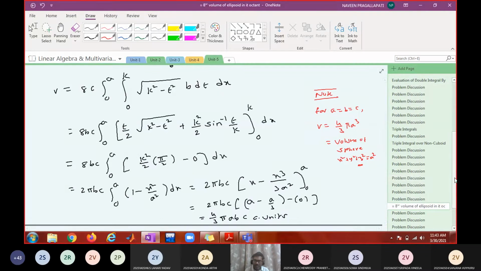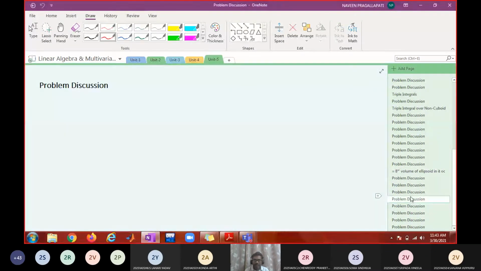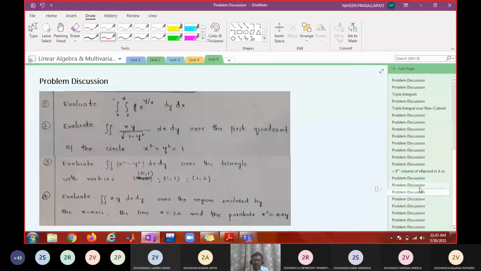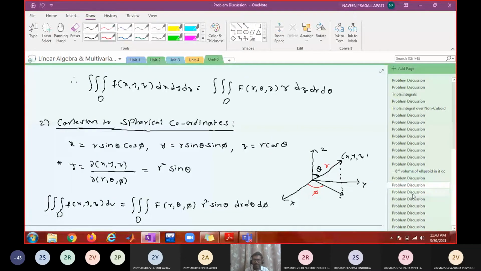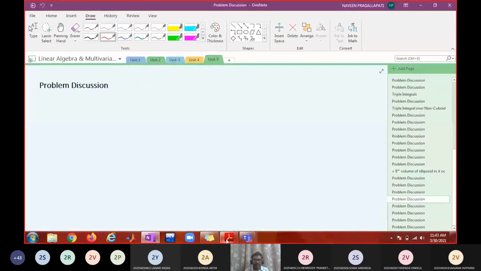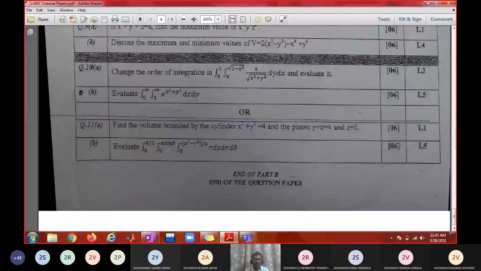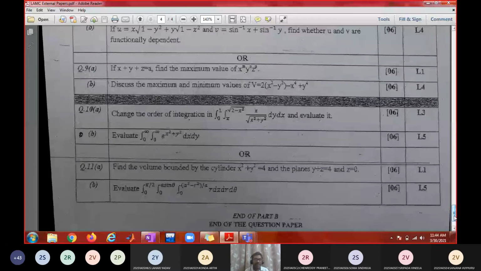Now, before going further, let us see the questions that came in your last year J&T examination. Okay, so these are the questions asked in previous year examination. See if you can do these problems. What about the 10th problem?